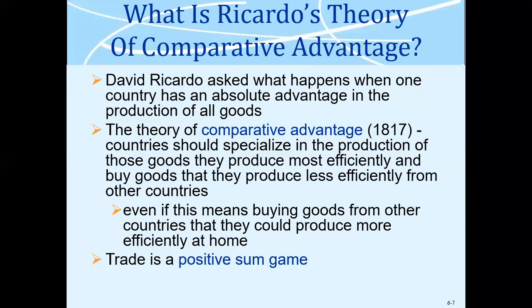So eventually, all the countries of the world will end up having comparative advantage in something. So then countries will trade with each other the products they produce because they are producing it in the most efficient form. And this is what he called a positive sum game. This is not a zero sum game. This is a positive sum game.